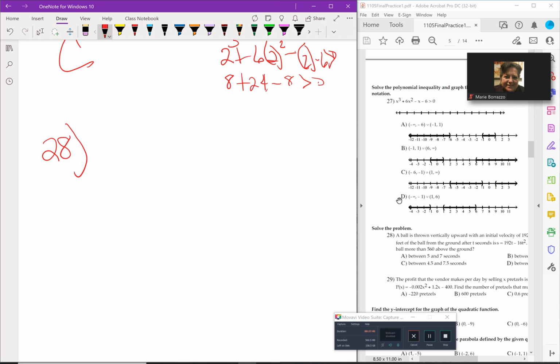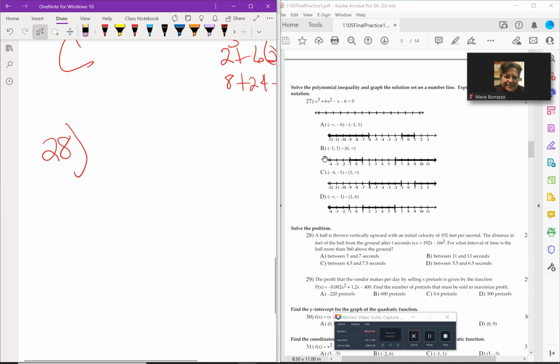Let's read the question together here. It says, a ball is thrown vertically upward with an initial velocity of 192 feet. This question is old. We've done this question a million times. The distance in feet of the ball from the ground after t seconds is s equals 192t minus 16t squared. It says for one interval of time is the ball more than 560 feet above the ground.